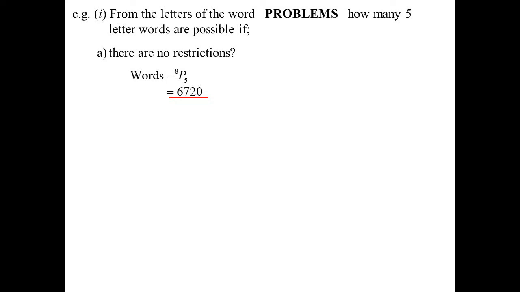6,720 works out to be, if you didn't have your calculator handy with you, 8 factorial over 3 factorial, because there's 3 objects we're not using. So it'll be divided by 3 factorial. Now let's mix it up a bit.